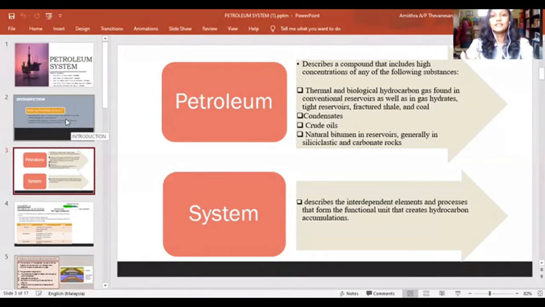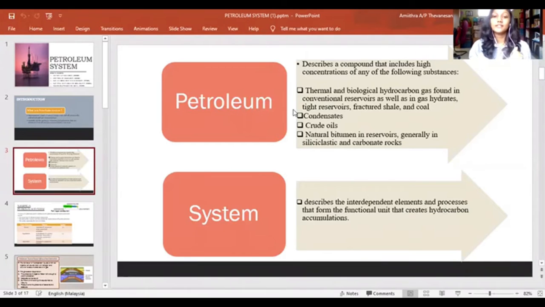Petroleum actually describes a compound that includes high concentration of any of these following substances, which is thermal and biological hydrocarbon, condensate, crude oil, and natural bitumen. So basically, petroleum is actually used to represent a mixture of your solid, liquid, or even gas hydrocarbons. So that's how you represent petroleum.